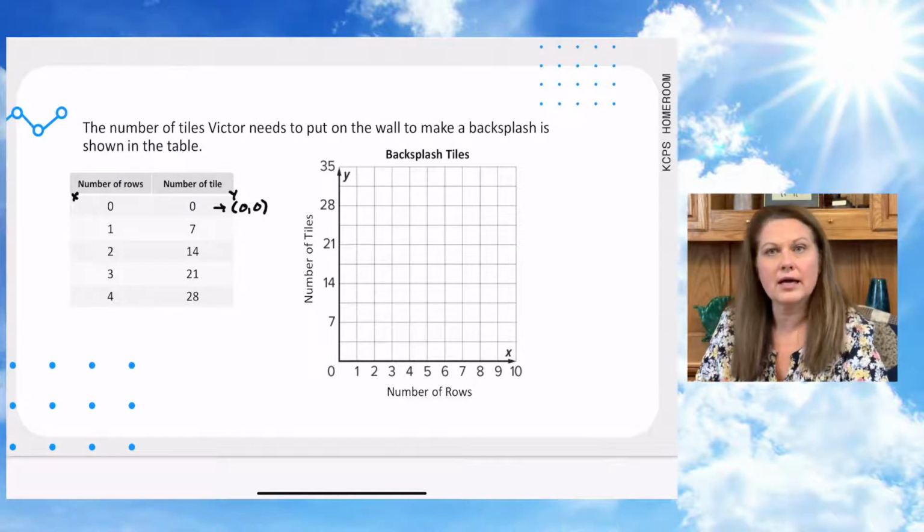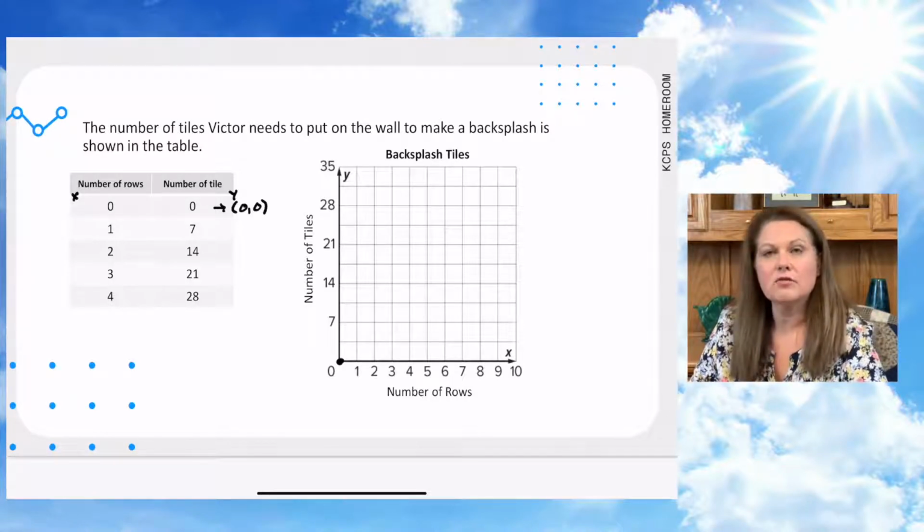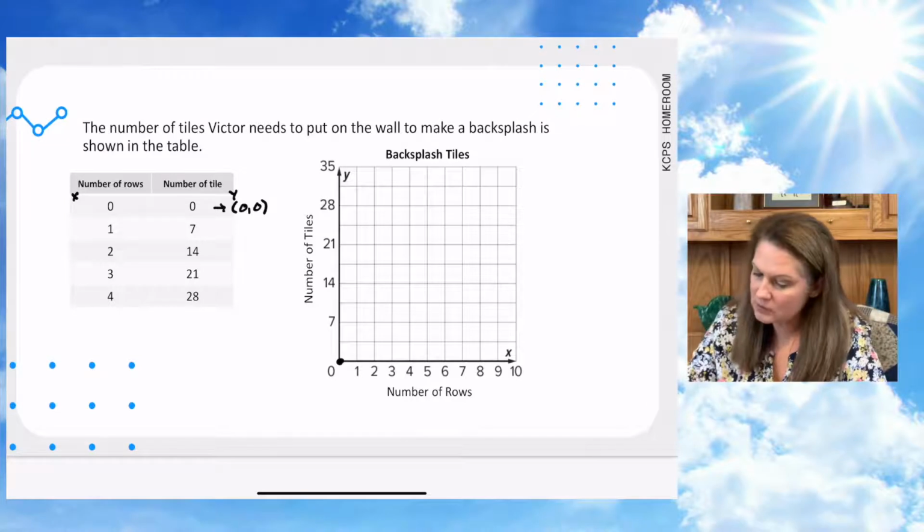And when you put your ordered pair together, make sure you put your x on the left, your y on the right. So if we look at our graph, we're going to start at 0 and we're going to go up 0. So yes, in fact, it does start at our origin. That's our first requirement. The next one is we're going to go ahead and plot our points. So we're going to go 1, 7, and we're going to put that dot there. Then we're going to go 2, 14. Make sure when you're plotting these points, you always do the x value first.